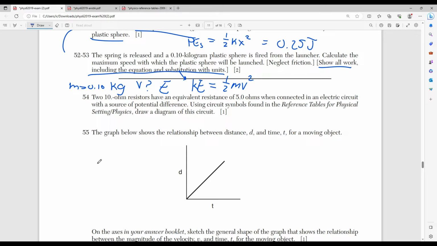It says two 10 ohm resistors have an equivalent resistance of 5 ohms when connected in an electric circuit with a source of potential difference. Using the circuit symbols found in your reference table, draw a diagram for the circuit. Well, the first and main thing I need to ask myself is, is this a parallel or a series circuit? Obviously, it's going to be a parallel circuit.